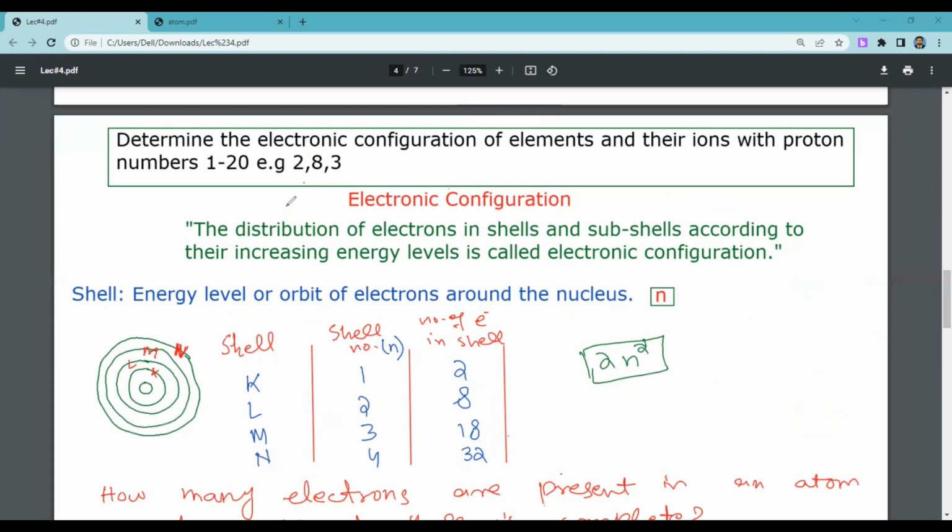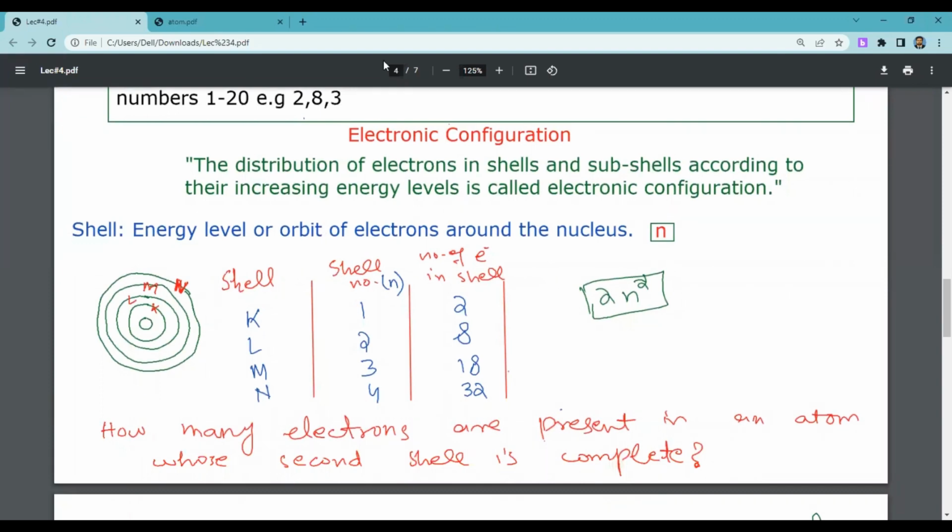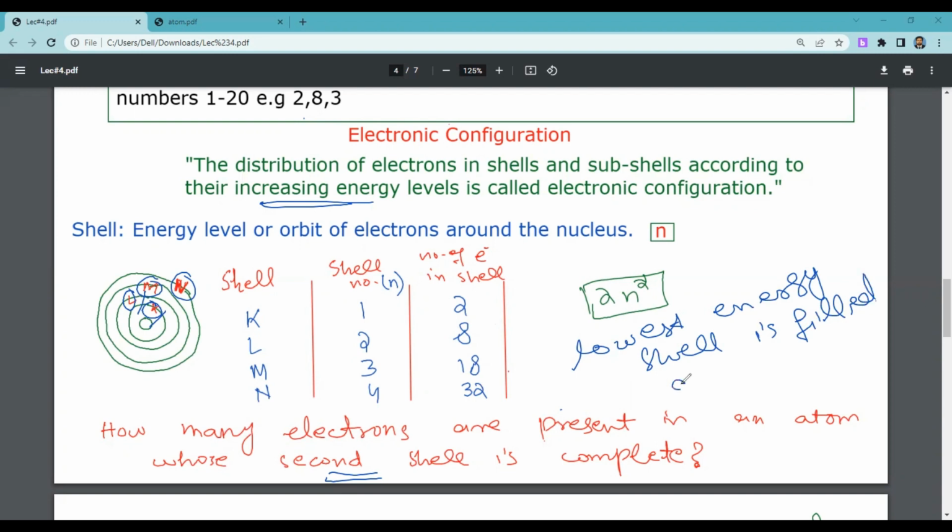Here is a question which will improve your concepts more. How many electrons are present in an atom whose second shell is complete? Before answering this question, I want to clear one thing. The electrons will first fill the K shell, and then L shell, and M and N, according to the increasing energy levels, as they move away from the nucleus, their energy increases. So first the lowest energy shell is filled, and then we move further.